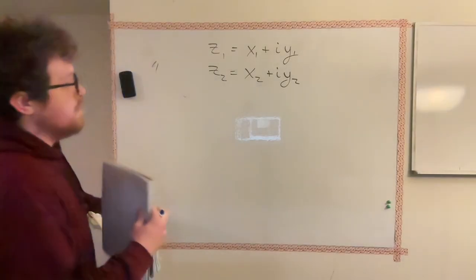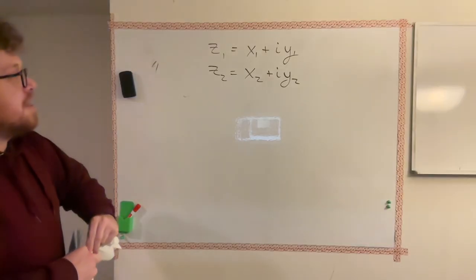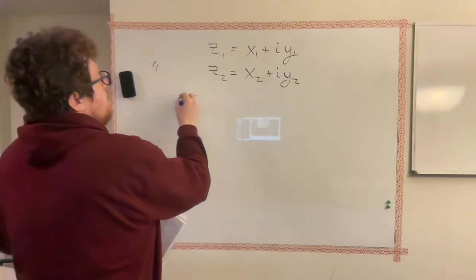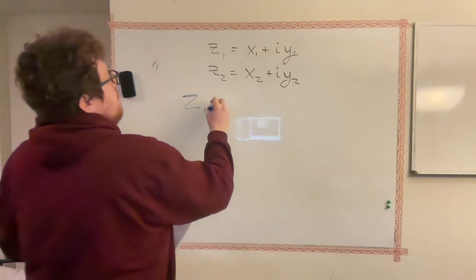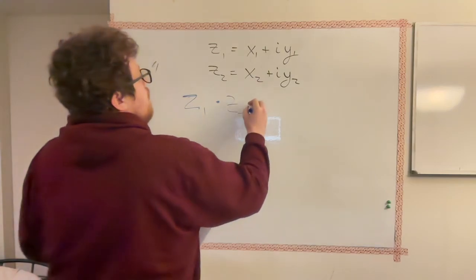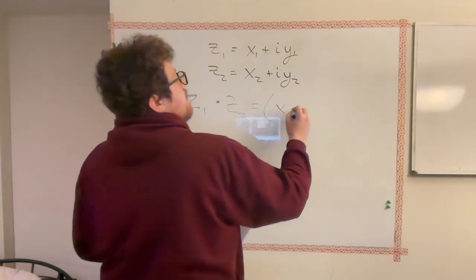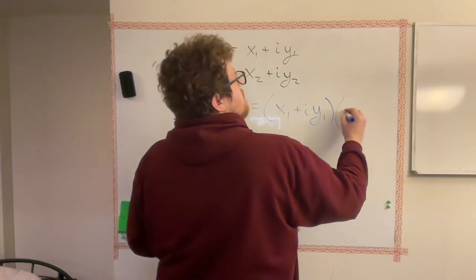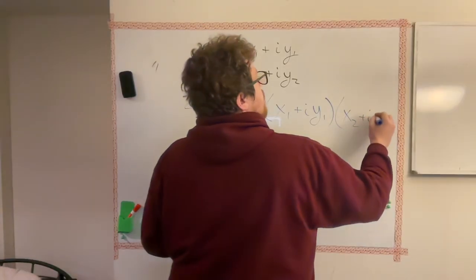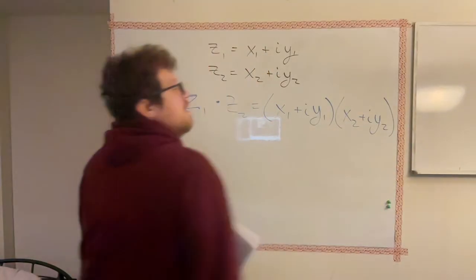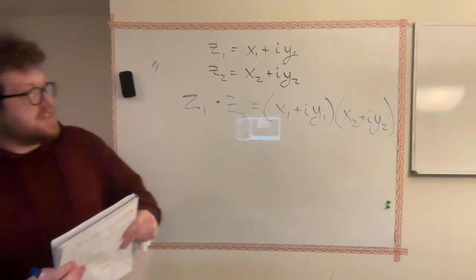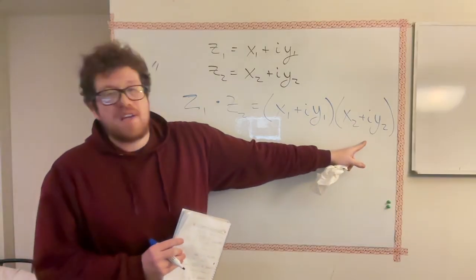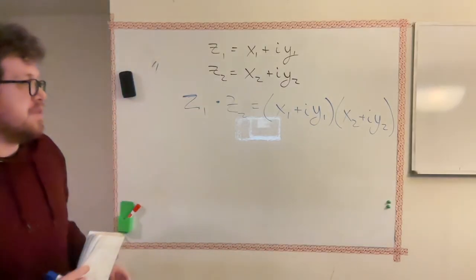Right, so what does it mean to multiply these two things together? So we have z1 times z2. Right, so x1 plus i y1 times x2 plus i y2. Right? And then we can just pretend that these are regular numbers. The only thing we have to remember is that when we multiply two i's together, we get a -1. So that's the only difference.